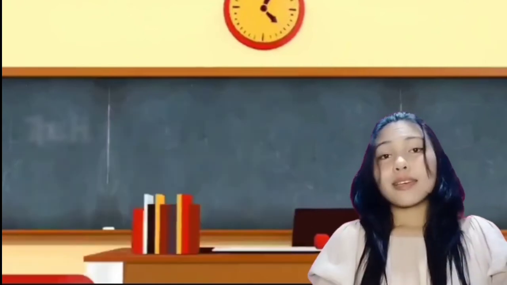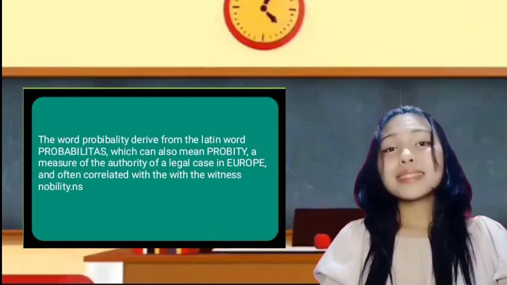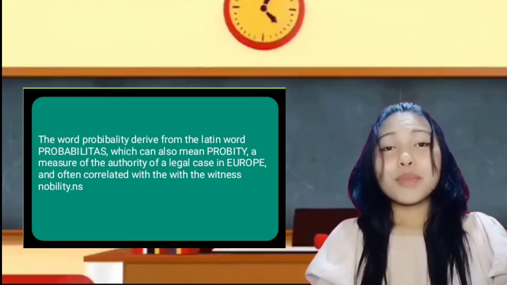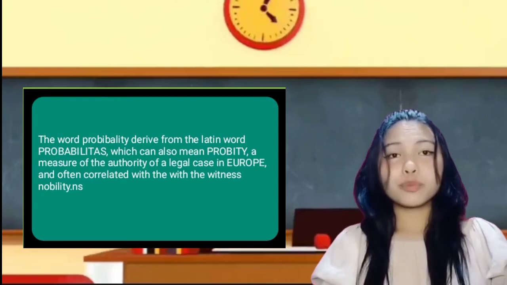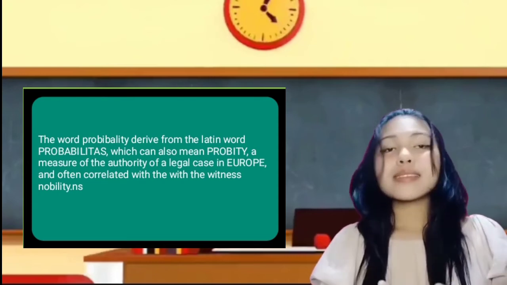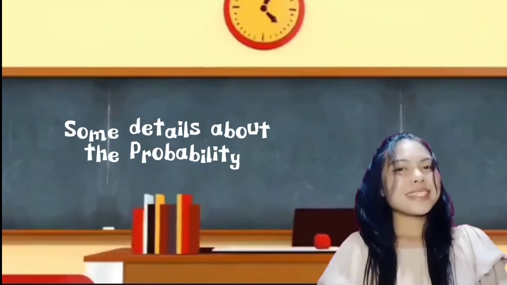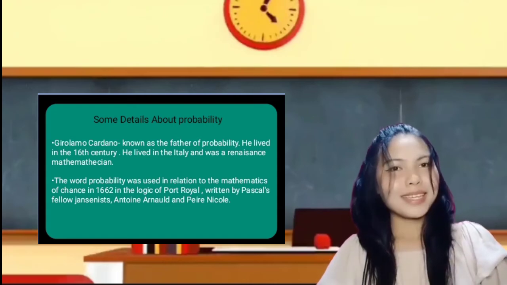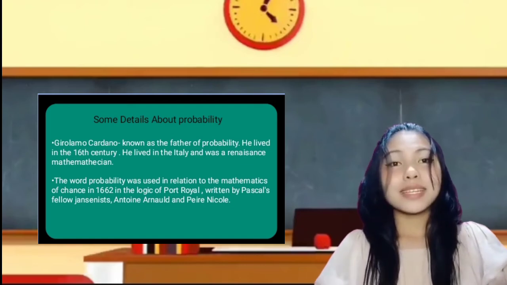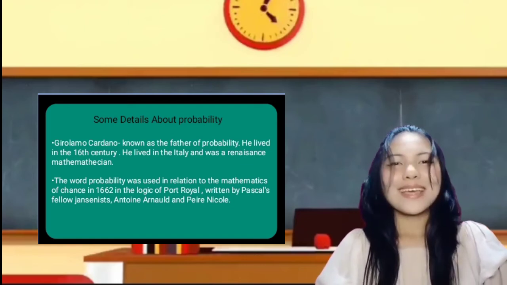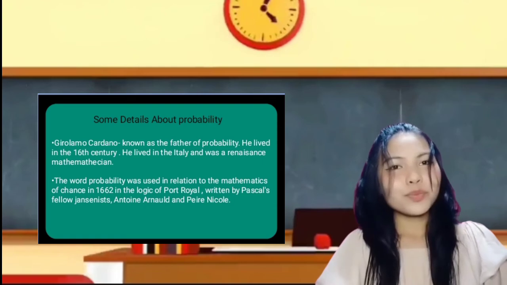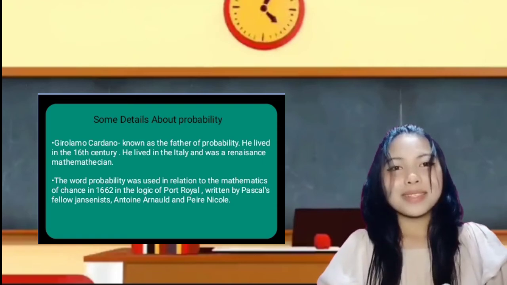So we have here the history of the word probability. The word probability derived from the Latin word probabilitas, which can also mean probity, a measure of the authority of a legal case in Europe, and often correlated with the witness's nobility. So here are some details about the probability. Gerolamo Cardano, known as the father of probability, lived in the 16th century. He lived in Italy and was a Renaissance mathematician. The word probability was used in relation to the mathematics of chance in 1662 in the Logic of Port Royal, written by Pascal's fellow Jansenists Antoine Arnaud and Pierre Nicole.